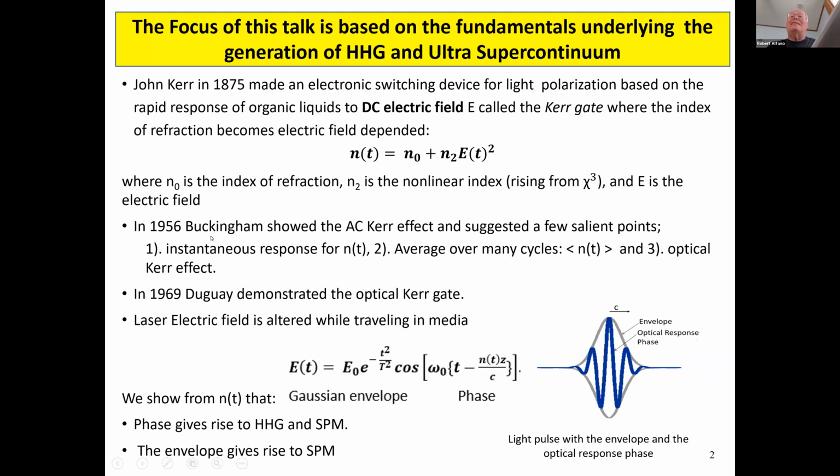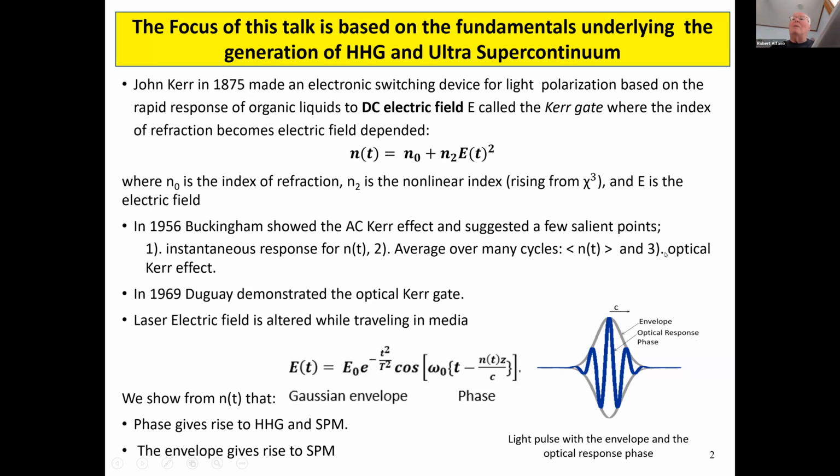In 1956, Buckingham, 75 years later, showed an AC effect and suggested some salient features. He had a power supply that turned on and off, and he used that for the Kerr effect. And he said in his paper in 1956, there's no reason why the index of refraction can't be instantaneous. That's number one. That means it follows the optical cycles. And then he said we could average over many cycles to get an average Kerr effect.